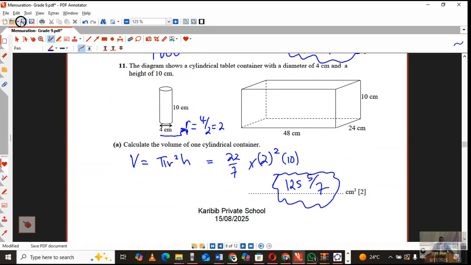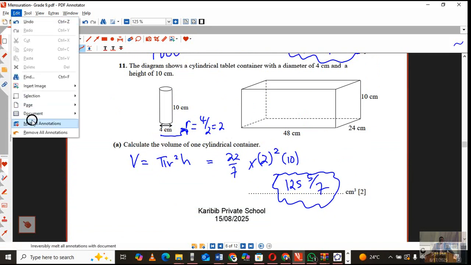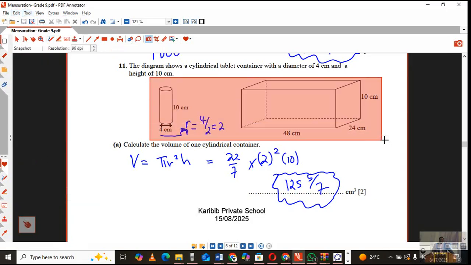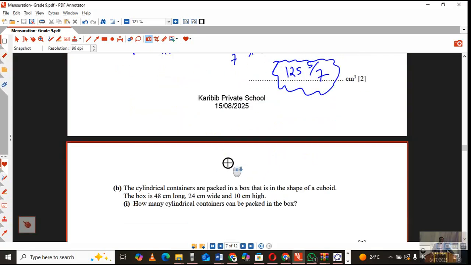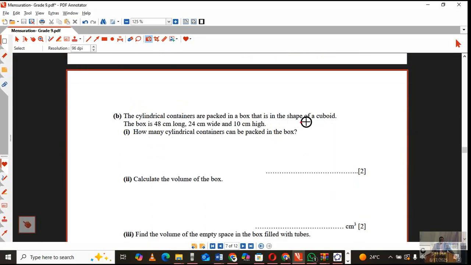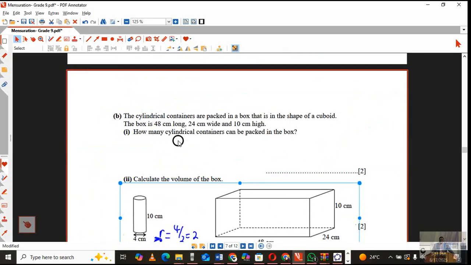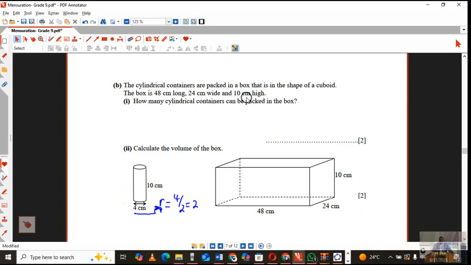Let's just see if we can snapshot this and bring it down here. I'll just put it over here so I can see. They're saying the cylindrical containers are packed into a box, and the box is in the shape of a cuboid, as you can see. The box is 48 centimeters long, 24 centimeters wide, and 10 centimeters high. How many of these cylindrical containers can be packed inside the box?